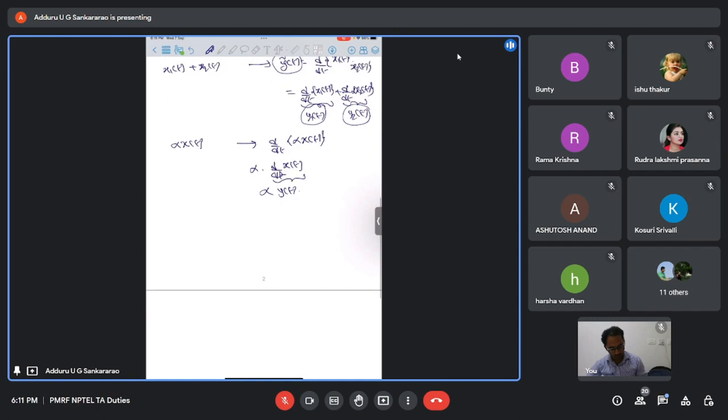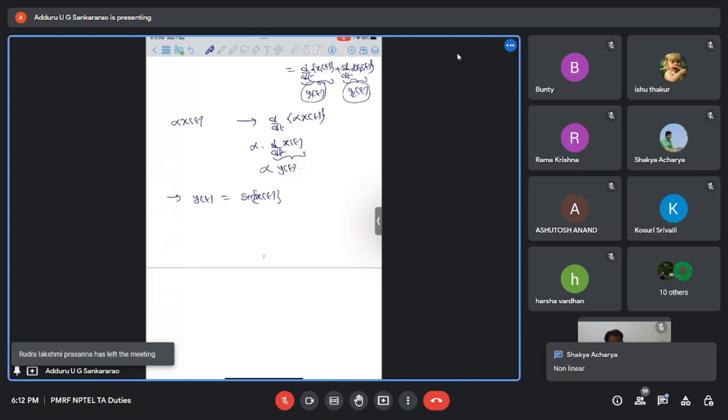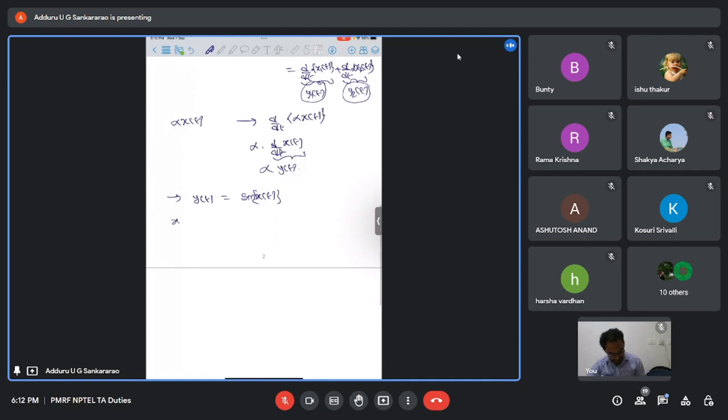Now another example I am giving, y of t is sine of x of t. This is the system, sine of x of t. Can somebody tell me, is it linear or not? Is it linear or not? y of t is sine x of t. Non-linear, exactly.